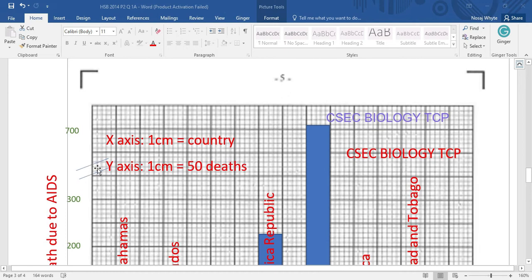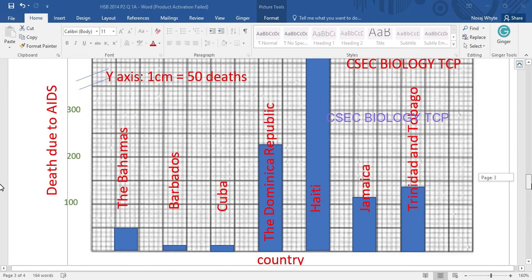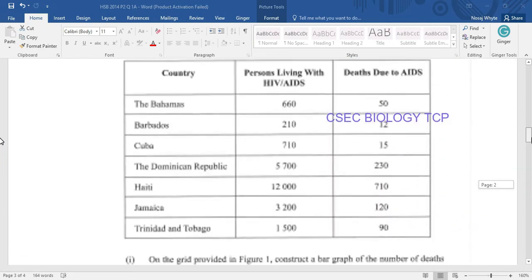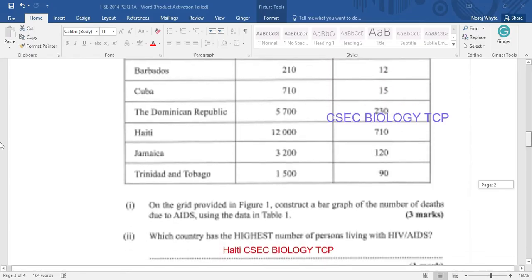So you are required to know this symbol, whether you are going to be using the symbol or you will have to interpret a graph with the symbol. And then the other part of the graph is pretty much consistent. You can read the bars here and of course compare it to what is in the table. There we have 90 for Trinidad and Tobago and 120 for Jamaica.